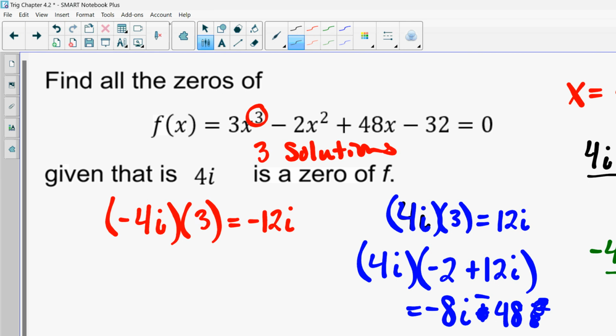And what's interesting is after doing the second one, if we add these two together, negative 2 plus 12i plus negative 12i, the 12i and negative 12i cancel, leaving us with negative 2. And now this one here, we only have to do one more. Negative 4i times negative 2. Negative 4 times negative 2 is positive 8i.